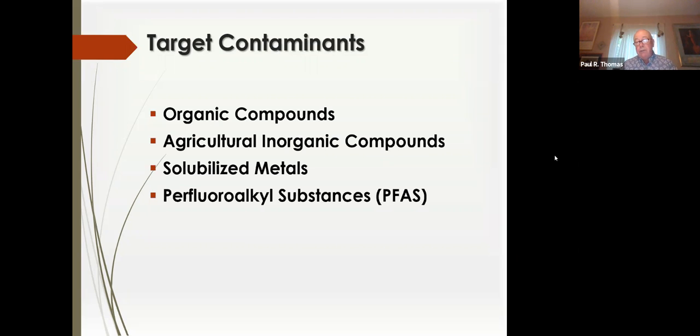The perfluoroalkyl substances here I throw in just because it's like the latest, greatest kind of sexy contaminant out there that everybody's talking about. And it's also a potential big target for phytoremediation. One of the things that makes it an attractive target for phytoremediation is that it's difficult to treat and that it doesn't degrade well in the soil or in the groundwater. It tends to be very recalcitrant, and these more stable compounds sometimes can be attacked with phytoremediation technologies better than with traditional remediation methods.